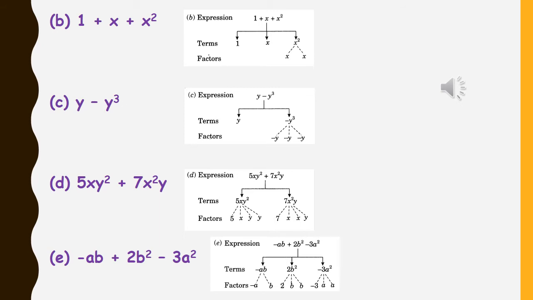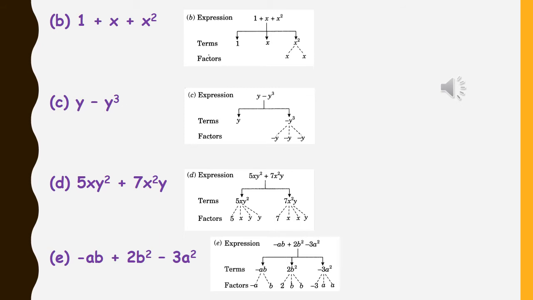Part C, y minus y cube is the expression. So the two terms are y and minus y cube. Minus y cube is broken into its factors, minus y, y and y.